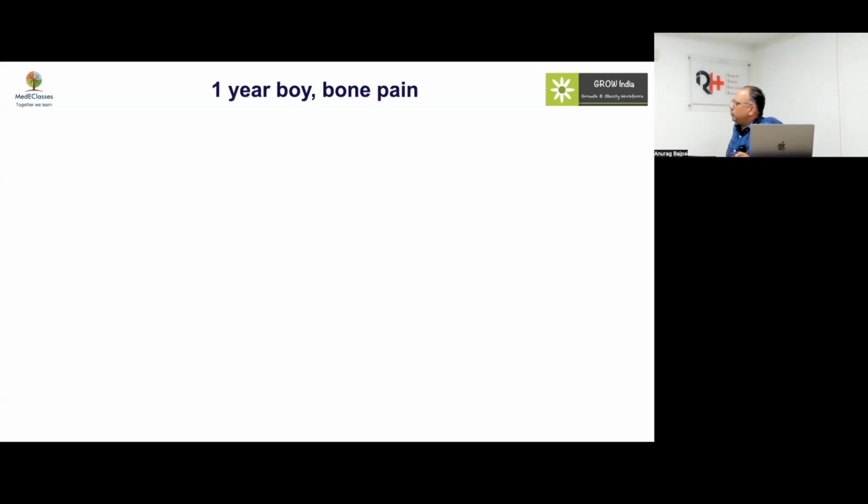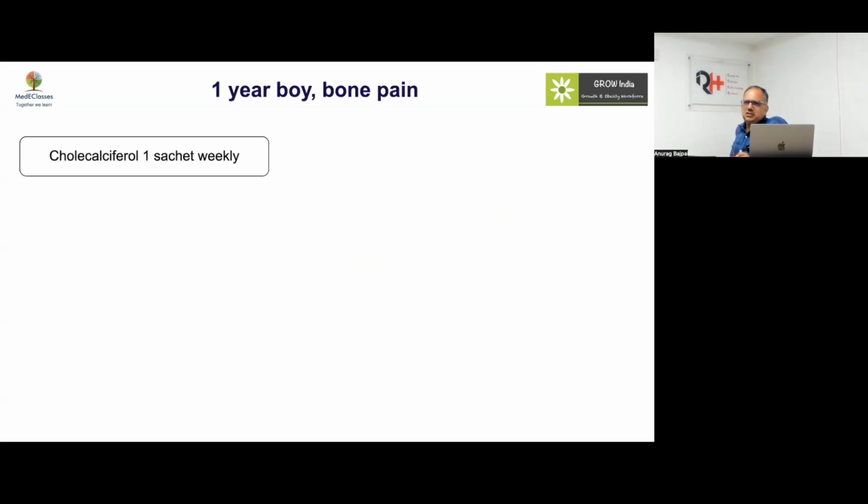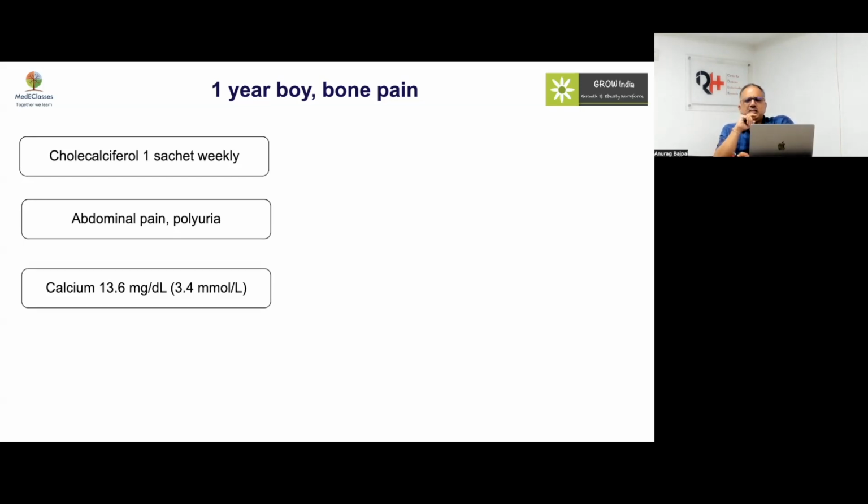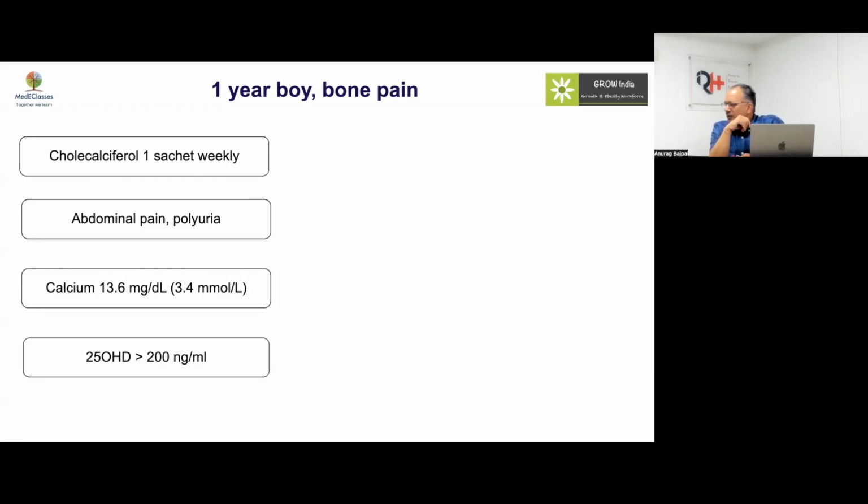Now, Dhwani, a 1-year-old boy with bone pain, cholecalciferol sachet was given, 1 sachet weekly. Within a week or so, he came to you with abdominal pain and polyuria. What is the first thing you will think of in somebody who comes with irritability, abdominal pain, dehydration, and polyuria after receiving vitamin D? That will be a very important thing to look at. Now you find that there was hypercalcemia and you thought maybe they've given a lot of doses of vitamin D, but the mother said no, we have given only a single dose. So what are you thinking of? Yes, this is idiopathic hypercalcemia of infancy.